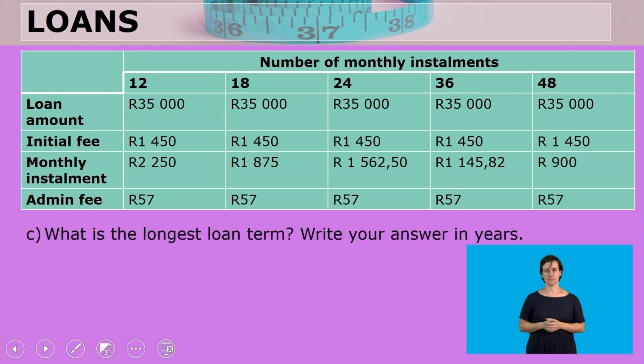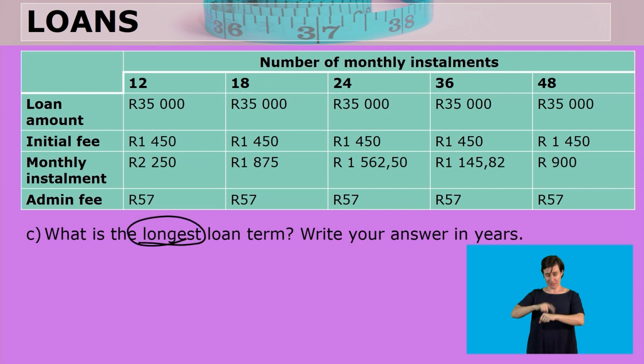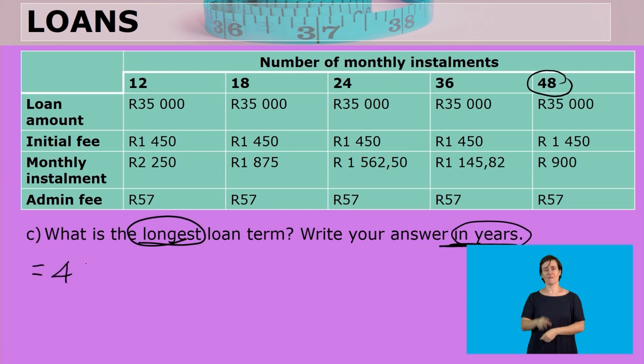Then we move to number C. What is the longest term? The longest term is our keyword. Write your answer in years. Now we are given the periods in months. Converting that to years, we are going to look at our longest period. We can see that our longest period is 48 months.